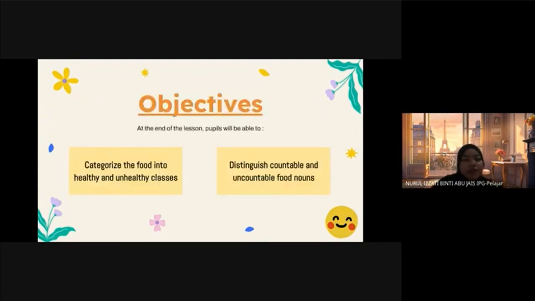Okay, the next one is the objective that we aim to achieve at the end of the lessons. So here we want the pupils to be able to, number one, categorize the food into healthy and unhealthy classes, because there are many combinations of ingredients which, when combined, make up different kinds of food, and sometimes they are healthy and sometimes they are unhealthy. So it might be confusing for the students. And the second objective is to distinguish countable and uncountable food nouns.